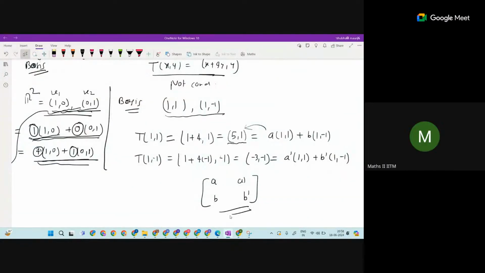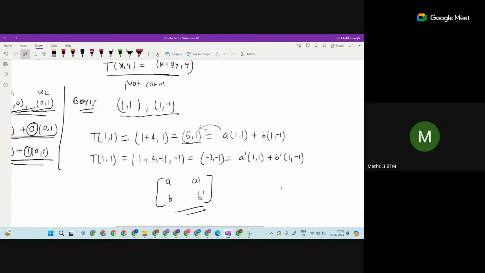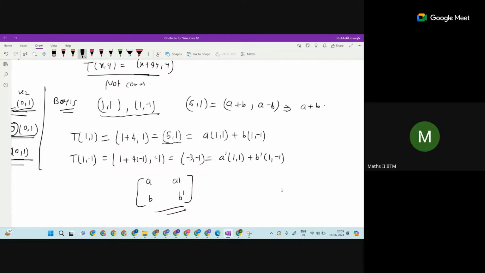So is this clear? The process is that we have to find the equations. So (5, 1) is equal to (A plus B, A minus B), correct? This tells you A plus B equals 5, and A minus B equals 1. And now we have to solve this. Solving is easy, just adding these two.